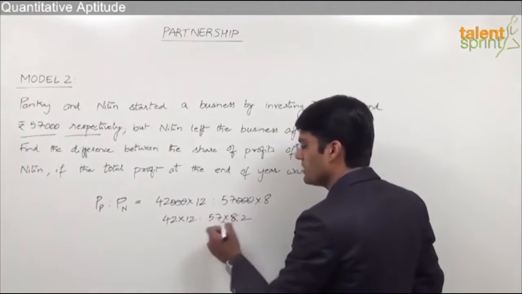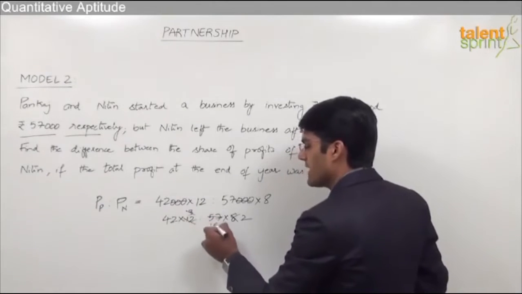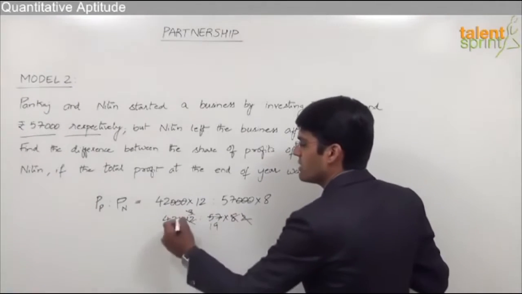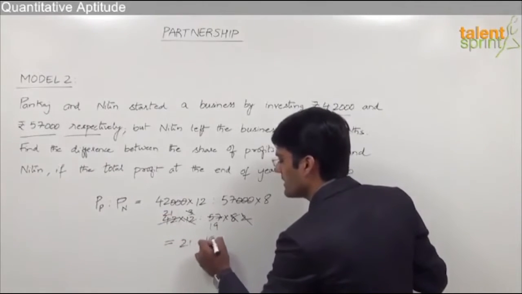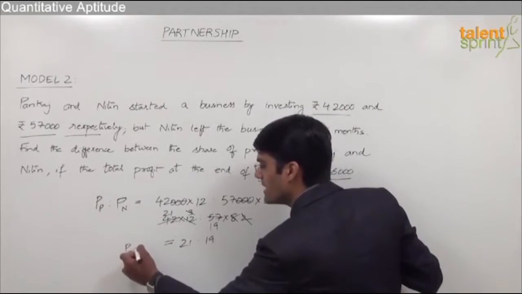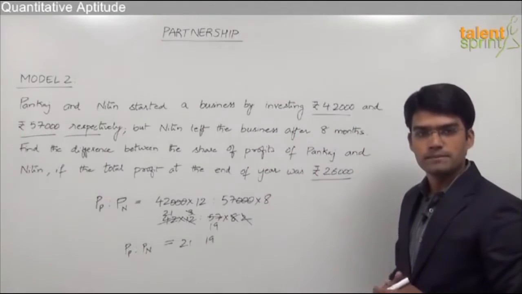That is nothing but 4 into 2 and 4 into 3. And this is 3 into 19 times. And this is 21 times. So very clearly, the ratio is 21 is to 19. So profit of Pankaj is to profit of Nitin will be equal to 21 is to 19.